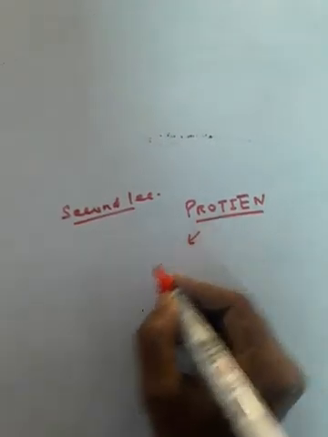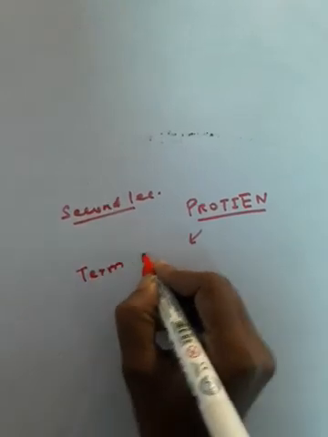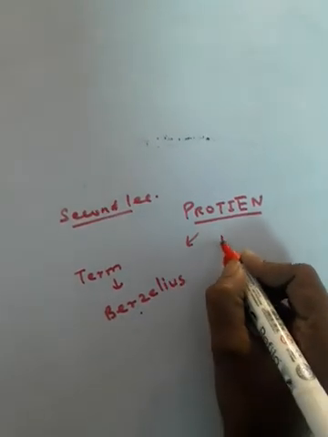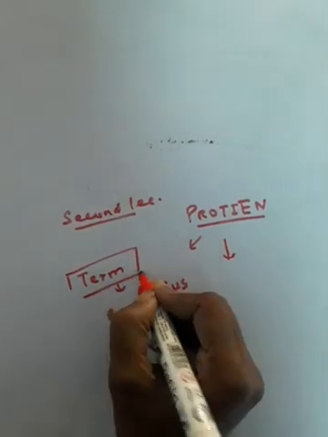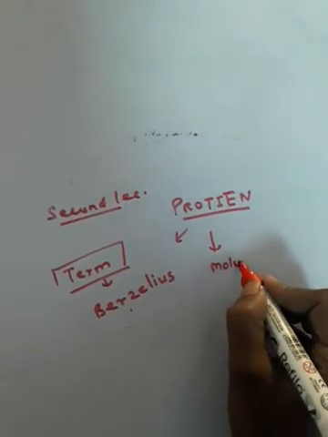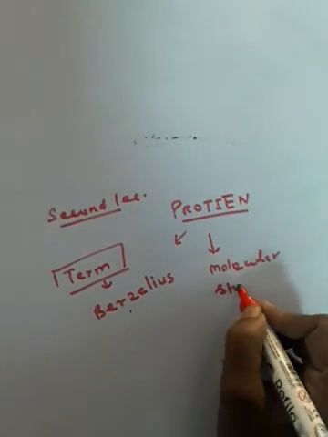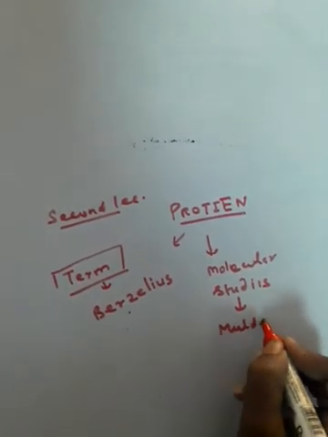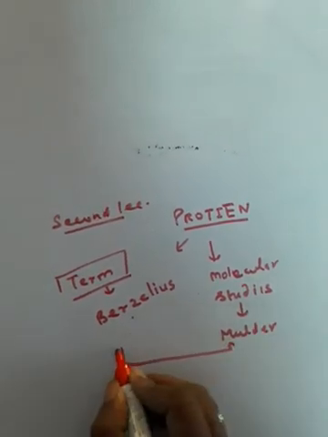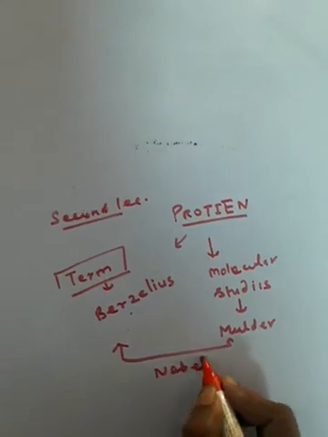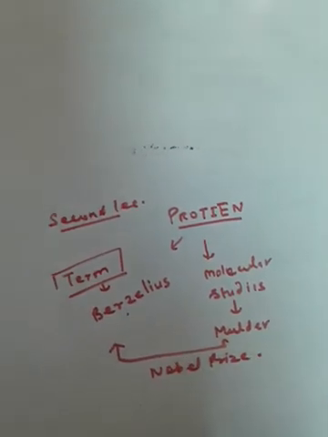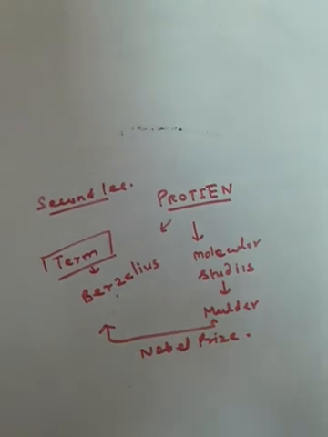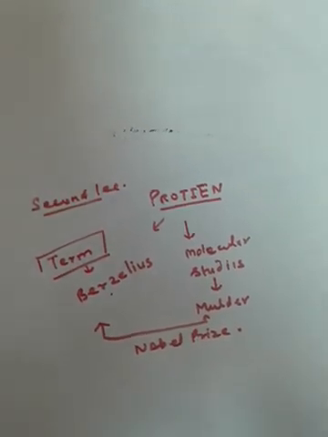So if you see here, it is protein. The term protein was given by Berzelius. The molecular studies were done by Mulder. Both scientists were awarded the Nobel Prize. So it is a great discovery regarding proteins, and much more of the contribution goes to Berzelius because he coined the term protein.